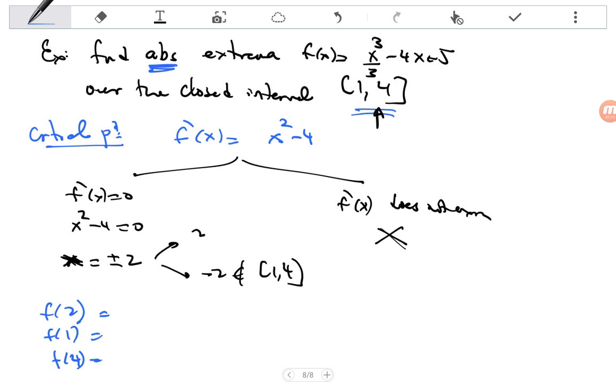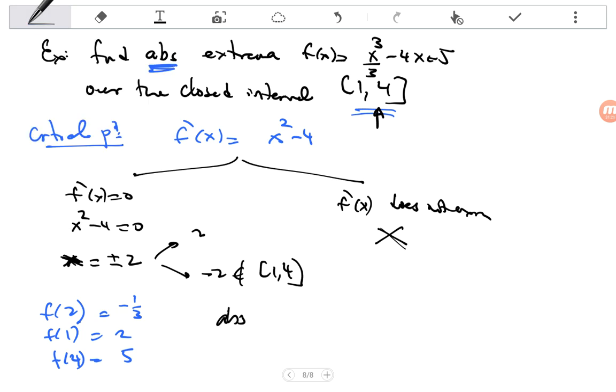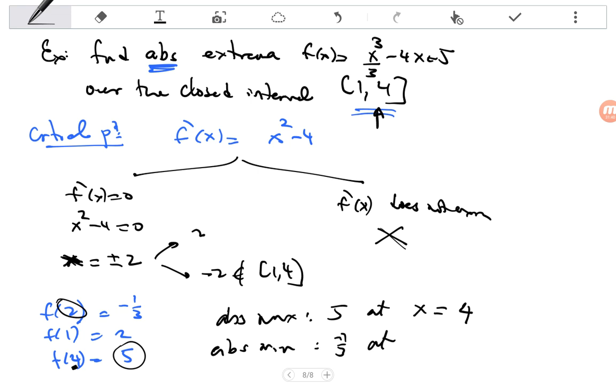Okay? Then let's check. That will give me negative 1 over 3, and that will give me 2, and that will give me 5. So what is the absolute maximum of this function? It is 5, and it occurs at x equal to 4, which is the boundary. What is the absolute minimum? It is negative 1 over 3, and it occurs at x equal to 2, which was the critical point. Okay? So this is how we check for an absolute extreme.